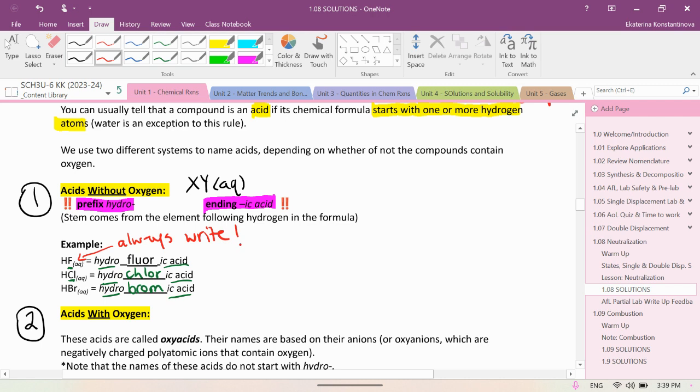Again, notice you have to always write your aqueous state for acids and bases. Never ever forget that, because if I didn't have that aqueous, it would just be called hydrogen fluoride. Okay, as soon as I add that aqueous state, it is now hydrofluoric acid.